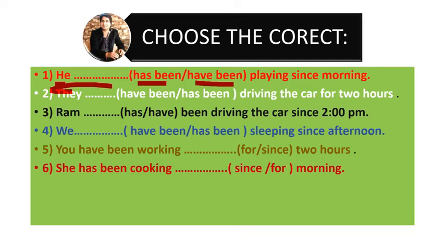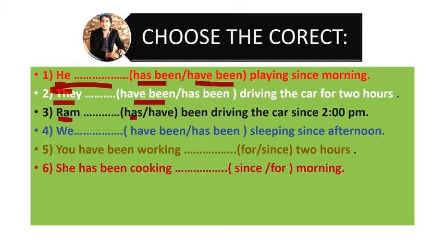Now come to the next sentence. There is the use of they, and when we talk about the subject they, it is third person plural. So here we can use have been. The sentence will be: they have been driving the car for 2 hours. Now come to another example. We have Ram. Ram is the name of a person, so Ram is also third person singular. So here you can use has instead of have. The sentence will be: Ram has been driving the car since 2 p.m.